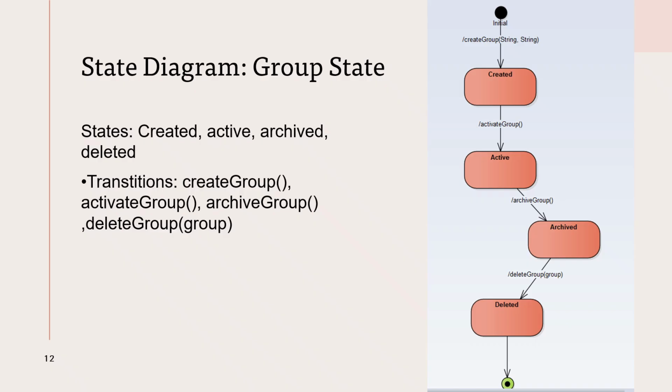If the group is no longer needed, but the admin doesn't want to delete it yet, they can archive it and it will be stored, and this will move the group to the archived state. Finally, the group can be permanently deleted, which moves it to the deleted state. Now, these transitions match the methods create group, activate group, archive group, and delete group.